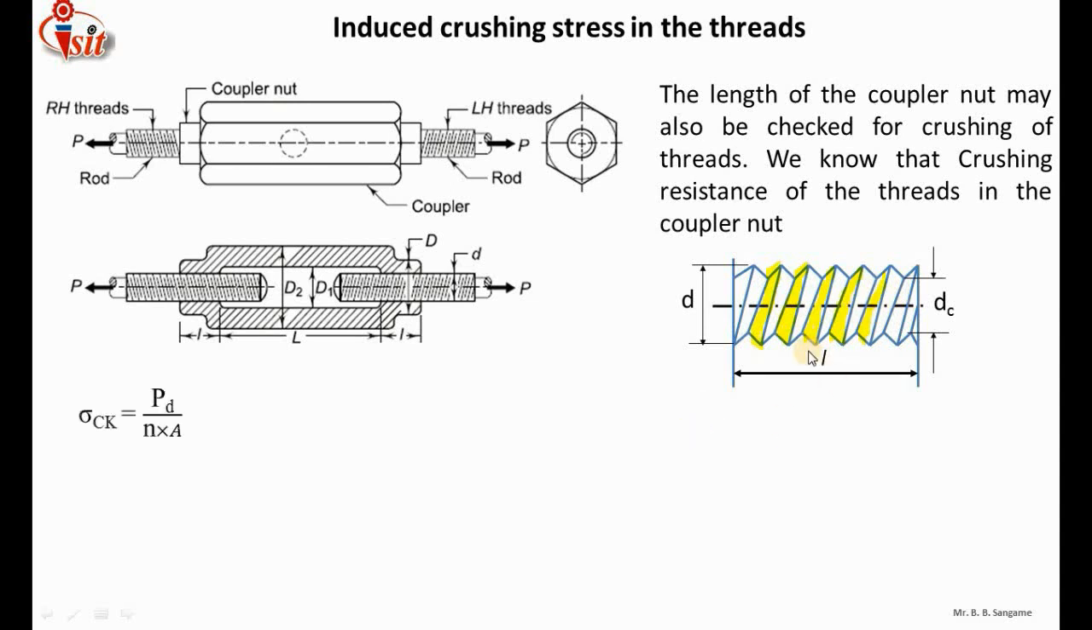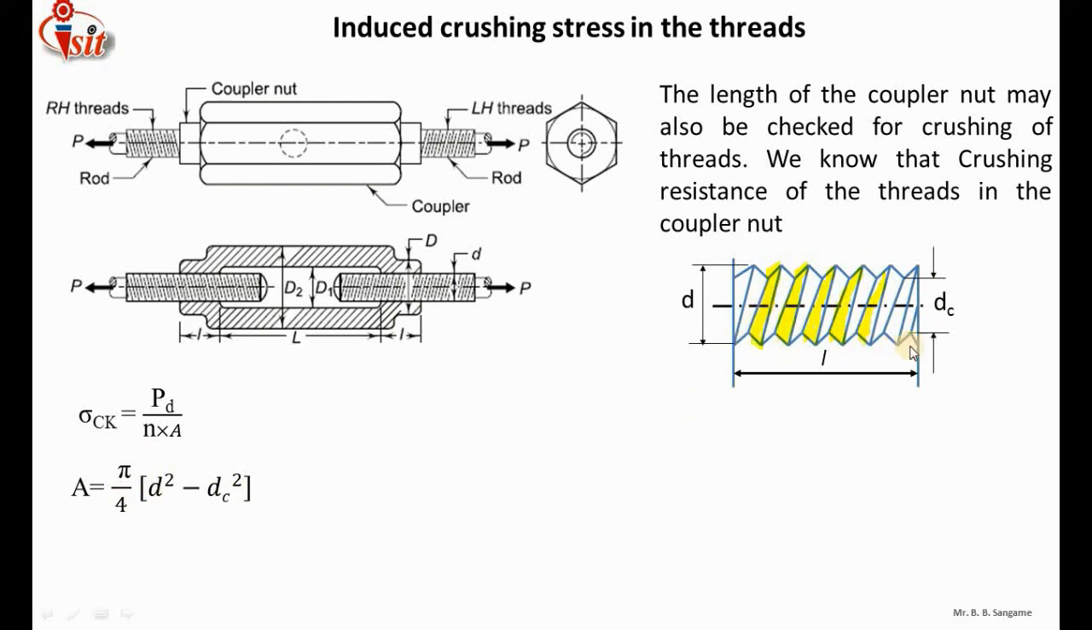First of all, crushing stress will be equal to, again we are discussing the design of the threaded portion, so I am going to consider the design load PD. Sigma ck is equal to PD divided by N into A. Here A is the area of a single thread. So along this side there will be crushing. The area is pi by 4 d square, that is major diameter, minus dc square, that is core diameter.